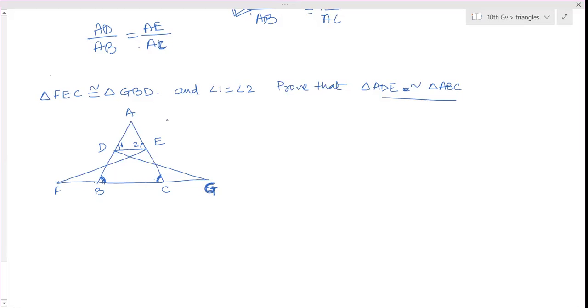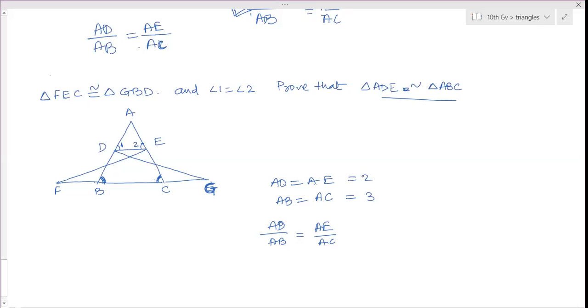Then you will get AD is equal to AE and AB is equal to AC, right? Then if you take the ratios, they will also be equal. If these two are equal, then their ratios AD by AB and AE by AC will be equal. Because AD and AE are equal, the numerators are equal. AB and AC are equal, so the denominators will be equal. Suppose this value is 2 and this value is 3, so this is 2 by 3, and this will also come 2 by 3.